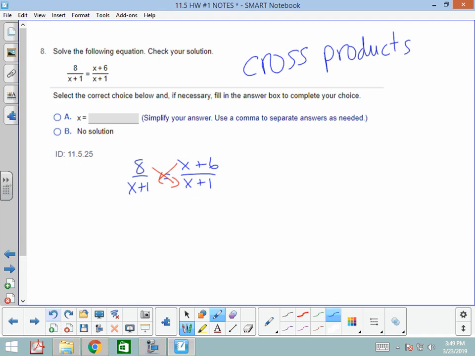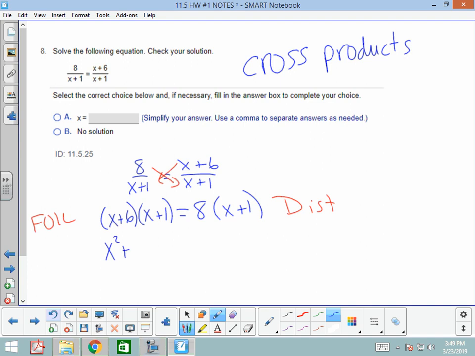So I'm multiplying x plus 6 times x plus 1 on one side. And on the other side, I'm multiplying 8 times x plus 1. So here we have to FOIL. Here we have to distribute. All right, so this is x squared plus 7x plus 6 equals 8x plus 8.